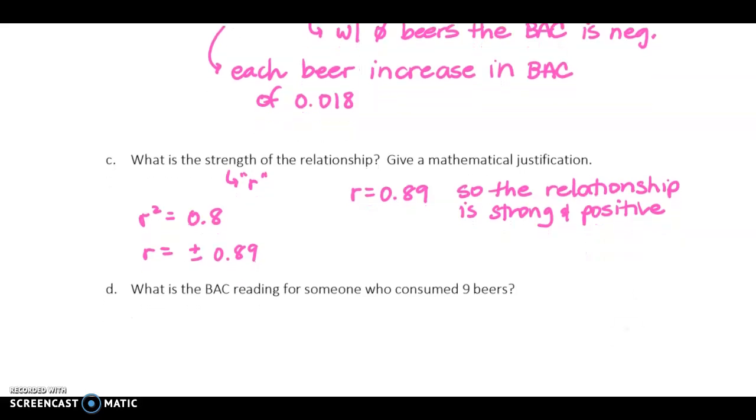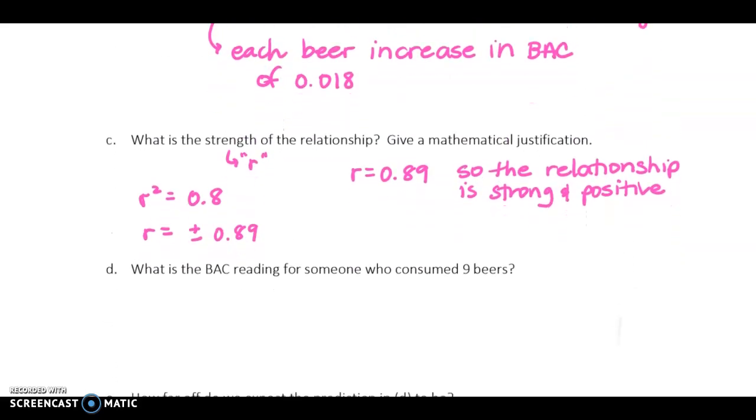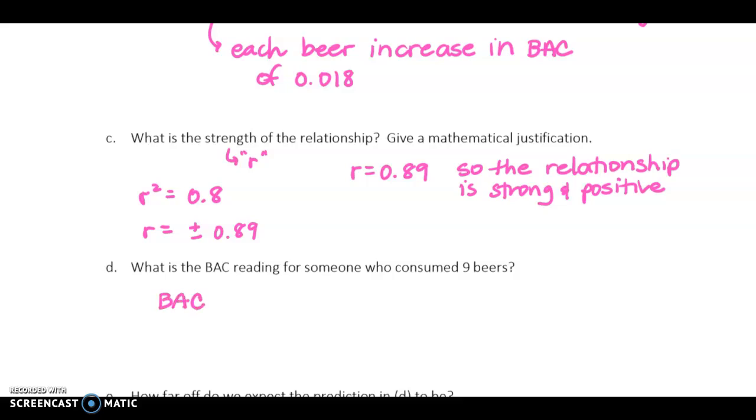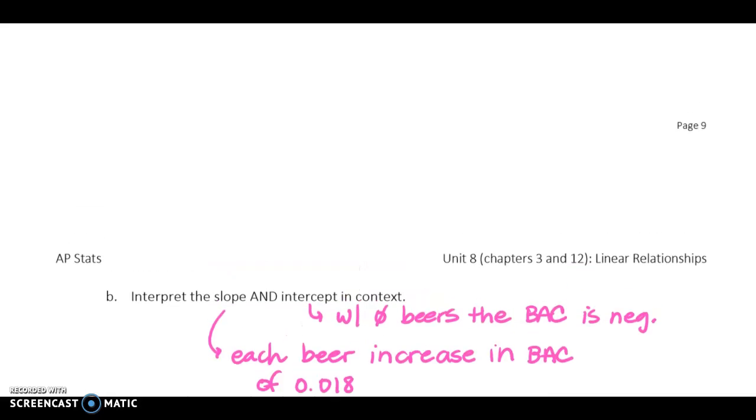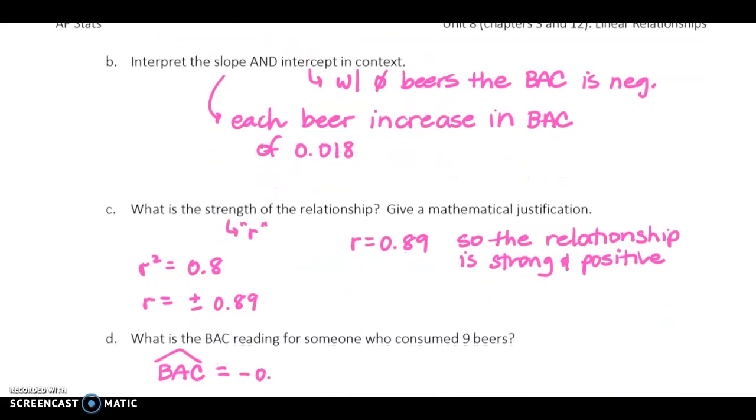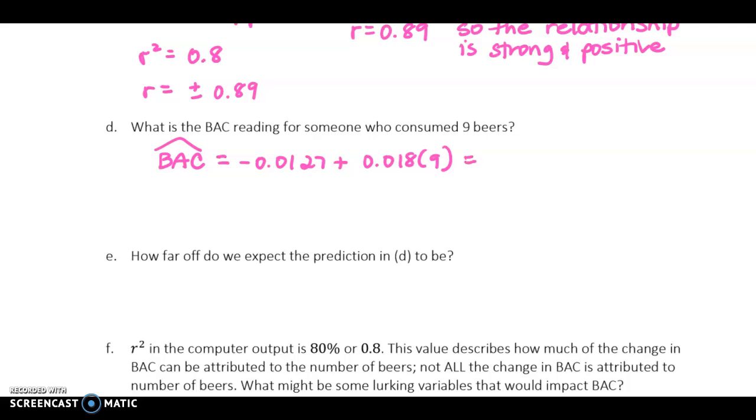Okay, what's the BAC reading for someone who consumed 9 beers? So this is the predicted BAC. BAC hat equals negative 0.0127 plus 0.018 times 9. If I work that out, I get 0.1493. That person should definitely not be driving. So that is our predicted blood alcohol.